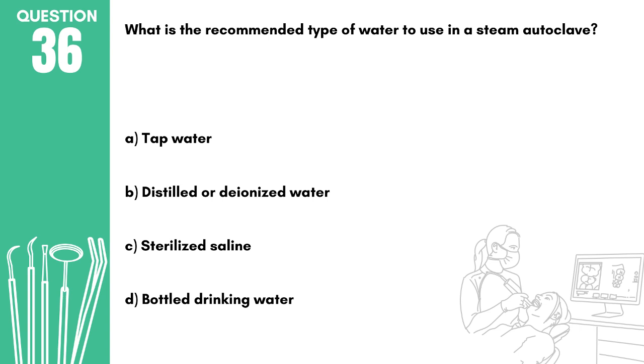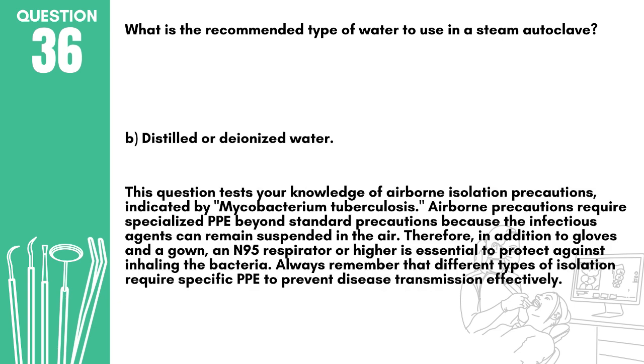Question 36. What is the recommended type of water to use in a steam autoclave? A. Tap water. B. Distilled or deionized water. C. Sterilized saline. D. Bottled drinking water. Answer: B. Distilled or deionized water.